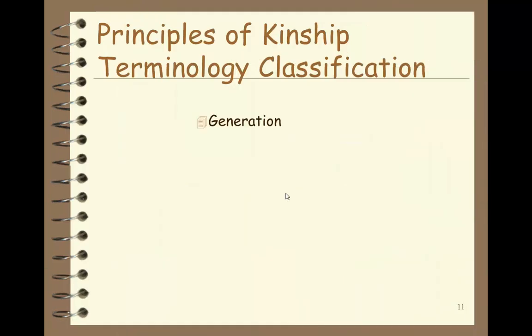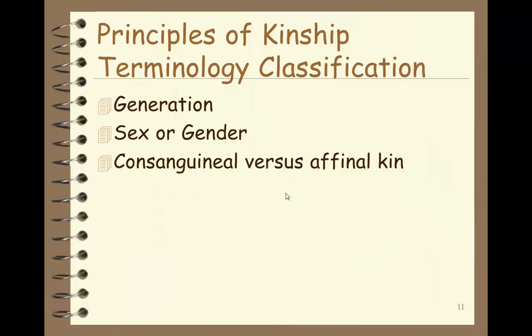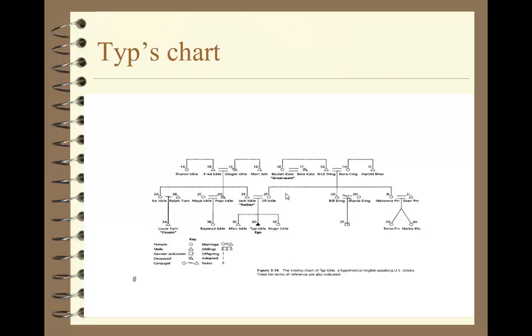Another principle we use is going to be consanguineal or affinal. Consanguineal means related by blood, and affinal means related by marriage. So we can tell, if we look at the chart, that these people are related to us by blood. All this generation is actually related to us by blood. But on this level, we can't necessarily tell exactly who's related to us by blood. We know our mother and our father are. But if we just looked at the terms aunt and uncle, we might not be able to tell who is our consanguineal kin or who is our affinal kin.